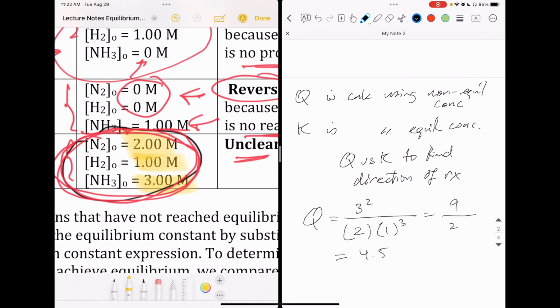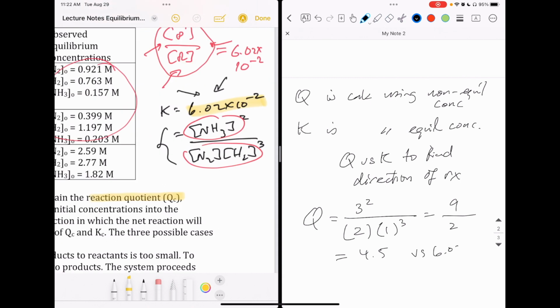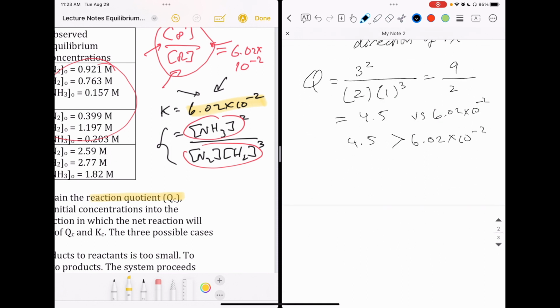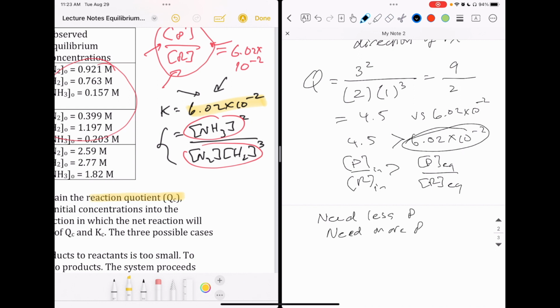Now, how does 4.5 compare to the K value, 6.02 times 10 to the minus 2? 4.5 is bigger than 6.02 times 10 to the minus 2. If it's bigger, think about it: your K expression is shown on the left there, which is products over reactants. This number right now is bigger than what you want it to be, which is the product at equilibrium over the reactant at equilibrium. So this initial value is bigger, and you need to make it smaller: less product, more reactant to get to the K number. If I need less product and more reactant, that means going in the reverse direction. So that's how you tell.